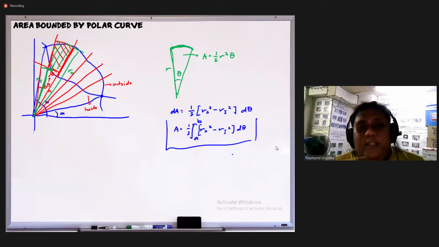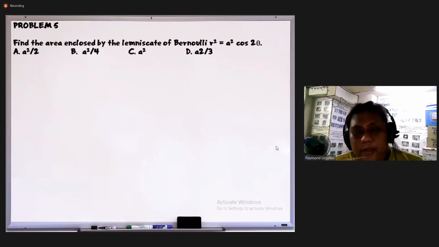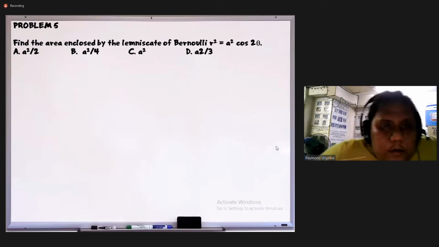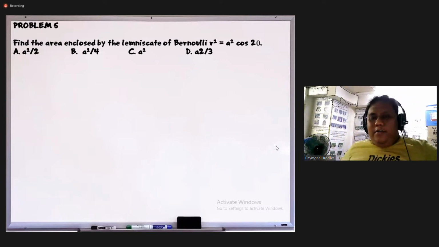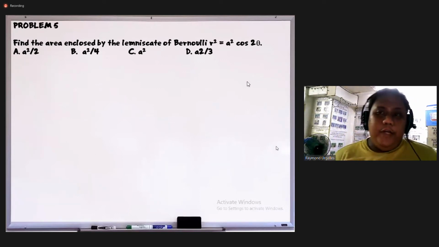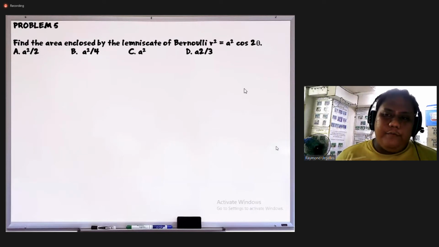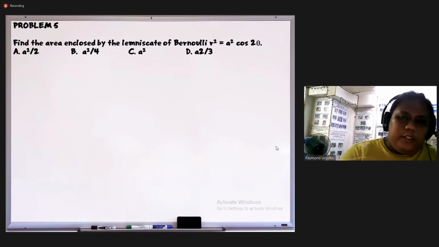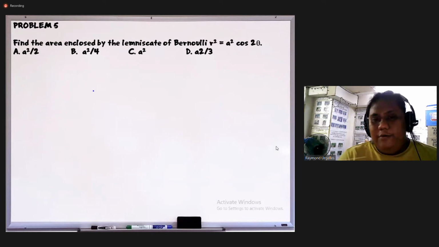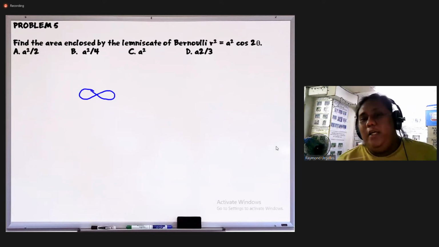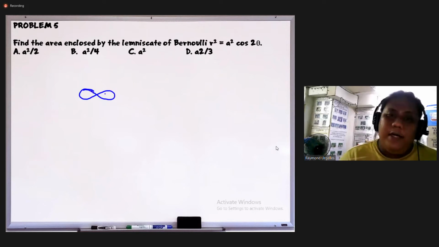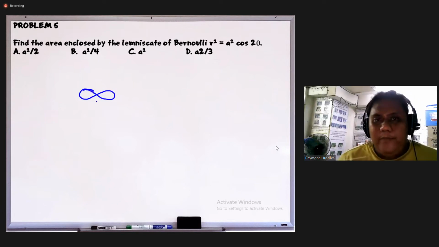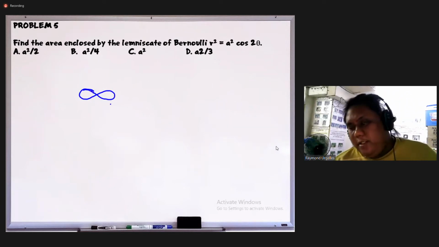Okay? So let's try to solve that. Example, problem number 5. Find the area enclosed by the lemniscate of Bernoulli, r squared is equal to a squared cosine 2 theta. So if you are familiar with the lemniscate of Bernoulli, ganito yung shape niya. Okay, so this is the lemniscate. Infinity sign. Yan yung tinatawag natin as the lemniscate of Bernoulli.